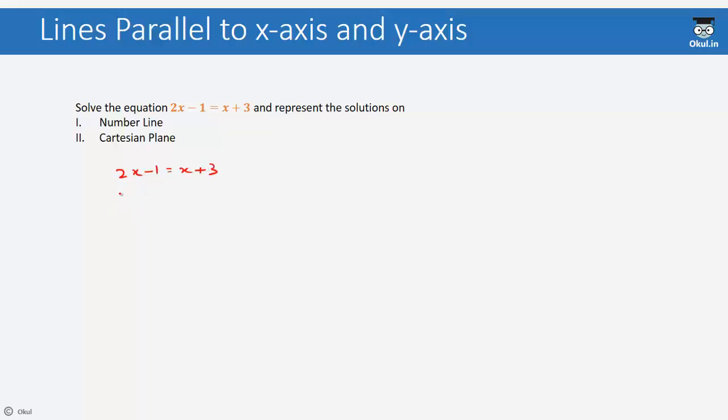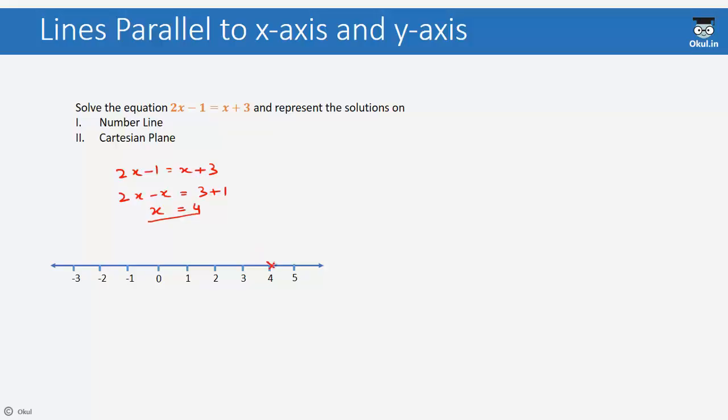That is 2x minus x is equal to 3 plus 1, which is x is equal to 4. So this is the solution of our equation. Now let's represent this on the number line. This is our number line and the value of x is equal to 4. So x is equal to 4 will lie here.